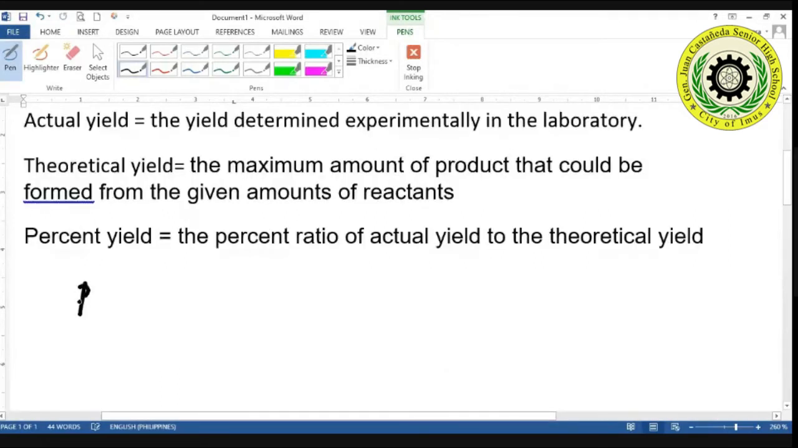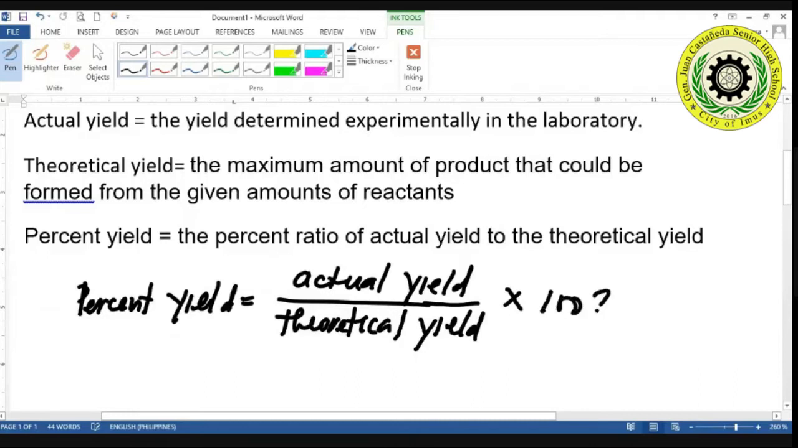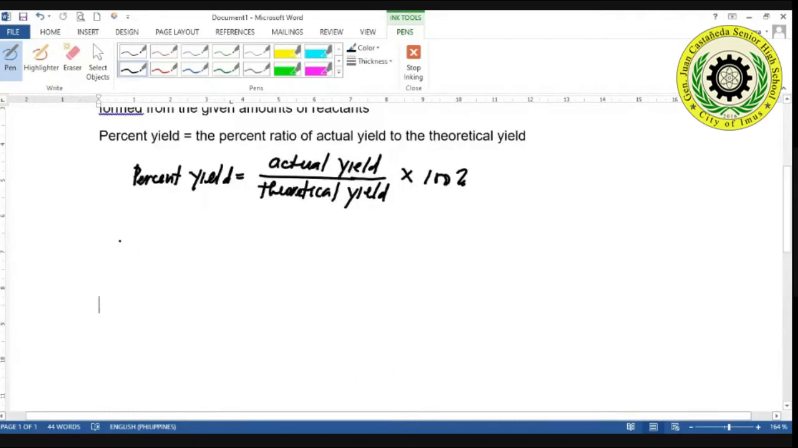Formula po sa pag-compute ng percent yield ay actual yield over theoretical yield. Since siya po ay percent, no, all multiplied by 100%. So let's have a sample problem. Subukan po natin gamitin yung formula po ng percent yield.